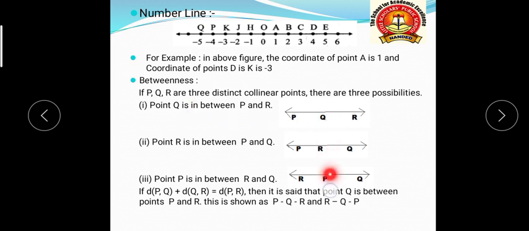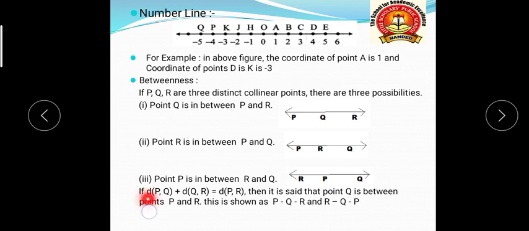Now, these are the 3 possibilities. First, listen. In this diagram, PQR is one line, so this point Q is in between P and R. In the second diagram, R is the point which is in between P and Q. And in the third diagram, P is in between R and Q. And these are the 3 betweenness possibilities.